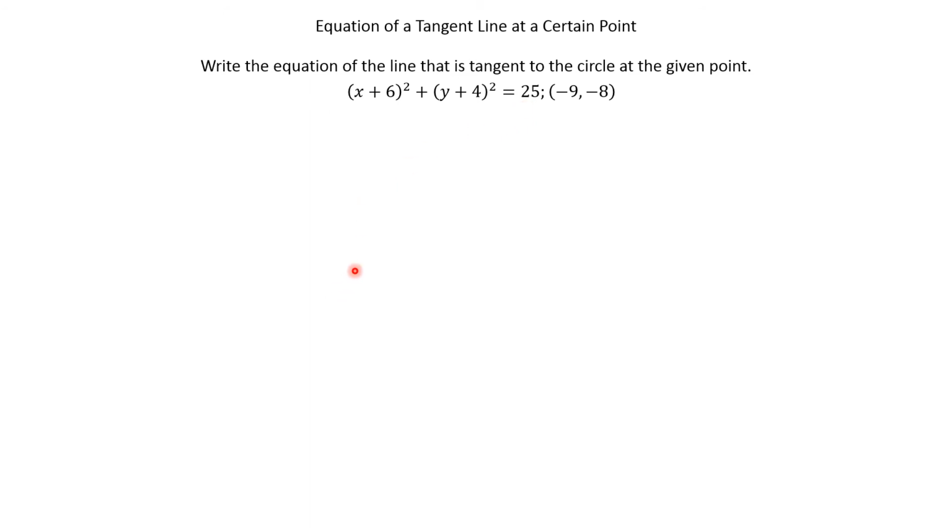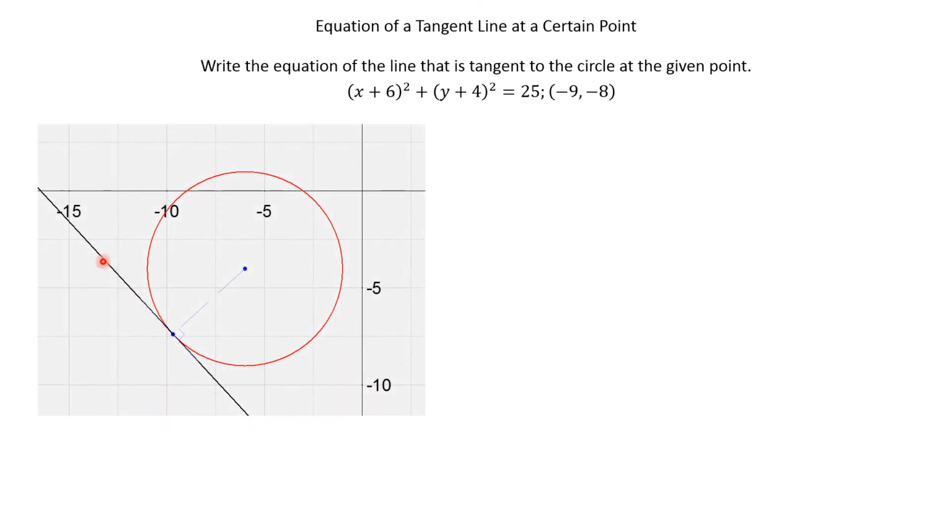So we can graph the circle, and then we can make a tangent line at the point -9, -8. At about -9, -8, it should be closer to here, but it's close enough. We get the idea. We're going to find the equation of this line. Now, a couple things to point out that'll be a review from geometry.